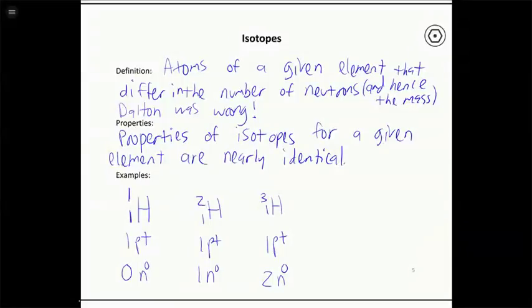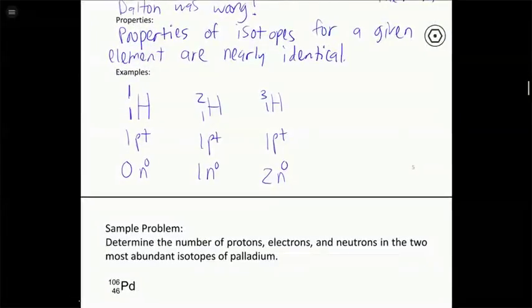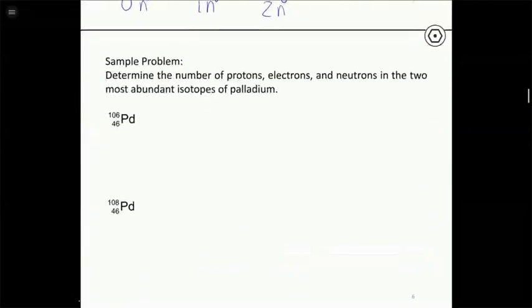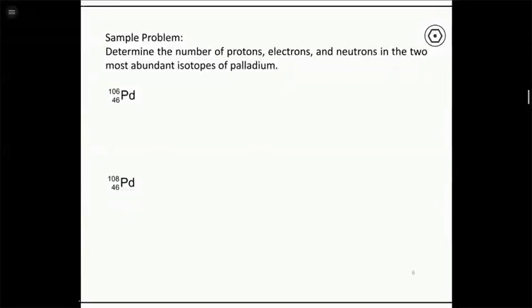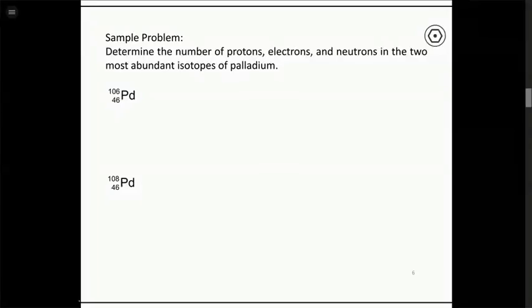So that's a quick summary of isotopes. Let's do a couple sample problems about isotopes. Going to a heavier example, palladium, Pd. This is not one you'd have to memorize the symbol for because it is beyond atomic number 36, but it's called palladium. And we're going to find the number of protons, electrons, and neutrons in the two most abundant isotopes of palladium. So again, we just have to look at the atomic symbol that's given to us and be able to identify what the different parts mean.